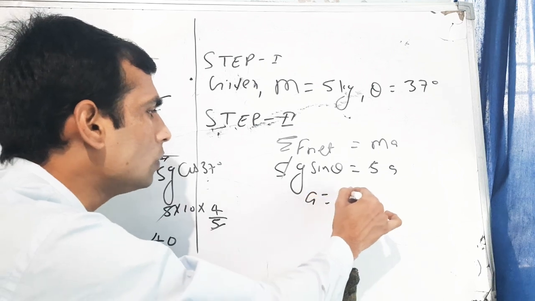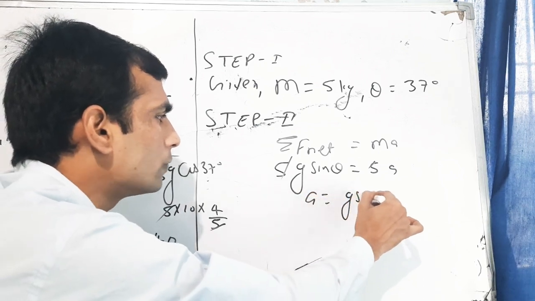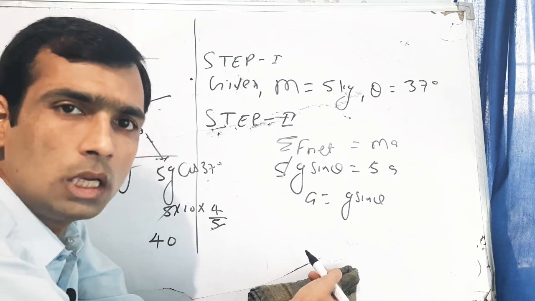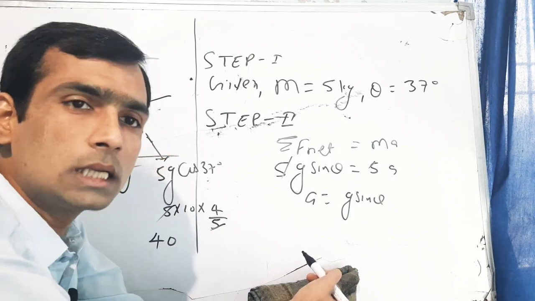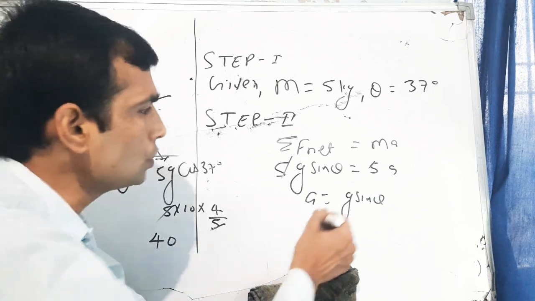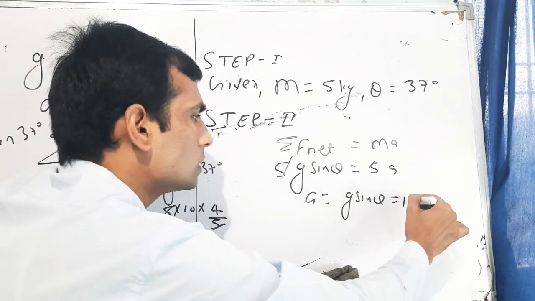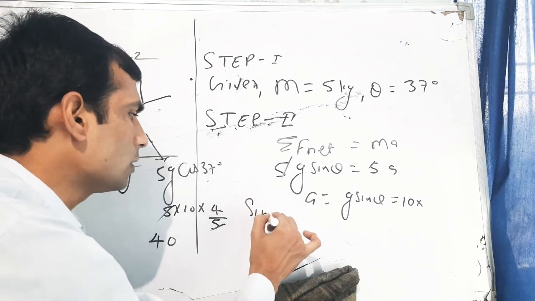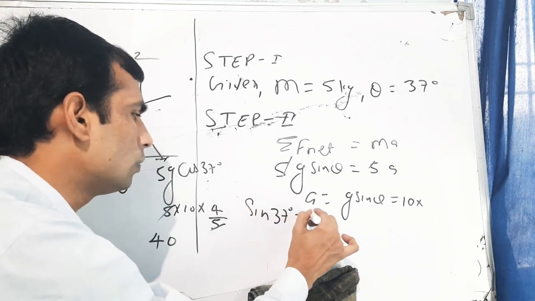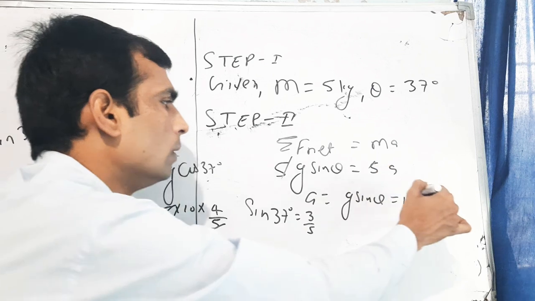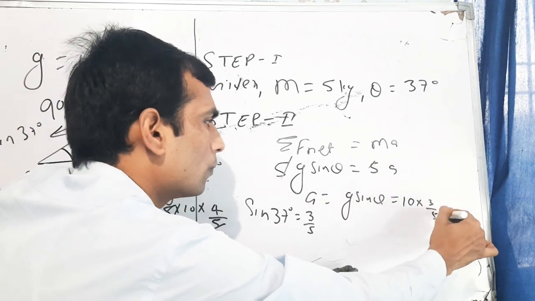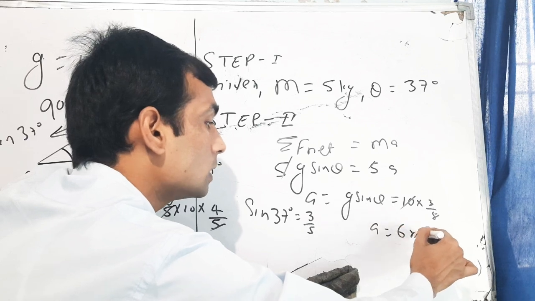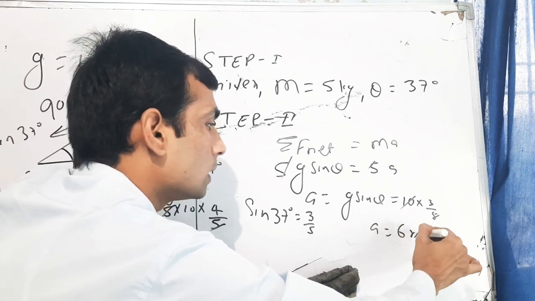So a equals g sin theta. Here I'm going to consider g as 10 meter per second square. It's an easy calculation to solve the question. So this is 10 into sin 37. Sin 37 is equal to 3 upon 5. So this is 3 upon 5. 5 twos are 10, so a is equal to 6 meter per second square.